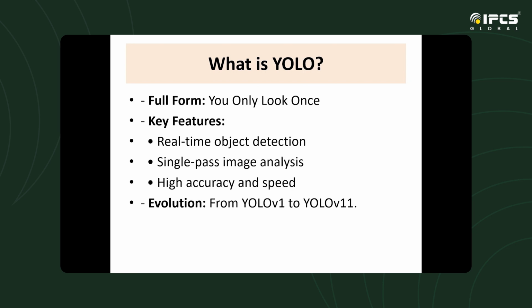The second feature of YOLO is single pass image analysis. YOLO processes the entire image at once, making it much faster compared to older methods that scan images multiple times. Then high accuracy and speed. The architecture of YOLO is unified, and YOLO achieves both high accuracy in detecting objects and the speed necessary for real-time applications.